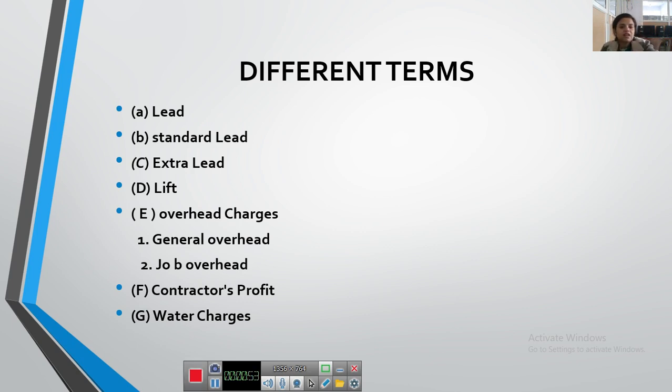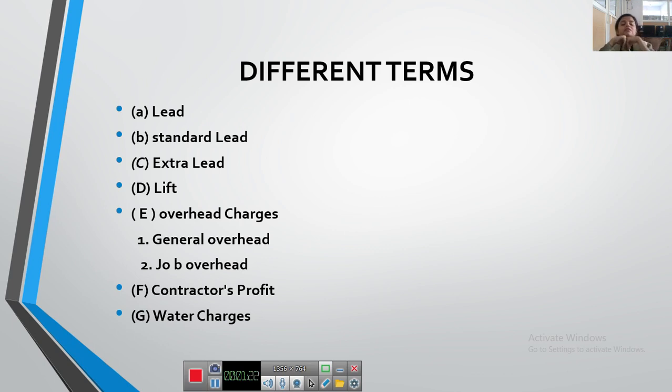So let's start with the lead. What is meant by lead? Lead is the horizontal distance between the point of earthwork excavation and the point where the earthwork is disposed. It is generally measured in multiples of 50 meters. Always remember this. It is nothing but the horizontal distance from the point of excavation to the point where the earthwork should be disposed.